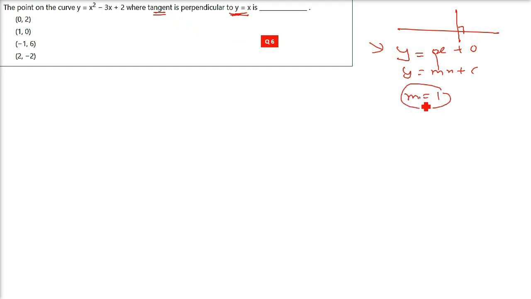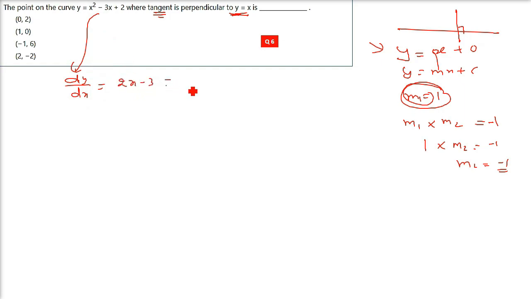What will be the slope of a line which is perpendicular to this line? m1 into m2 is equal to −1. m1 is 1, and m2 we have to find out. So m2 is going to be −1 by 1, which is −1 only. Now we are going to equate it: dy/dx, the slope, is −1.